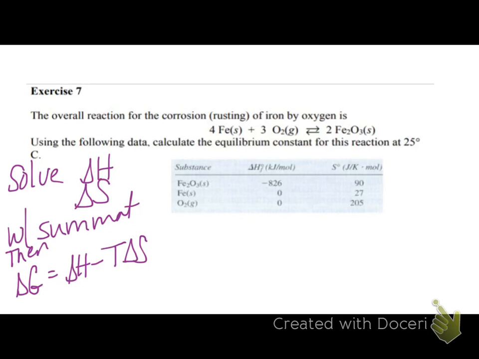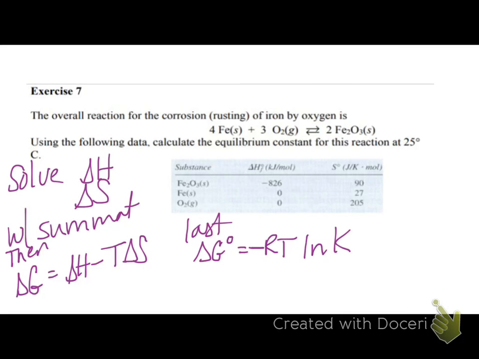Then the last step would be the delta G equals negative RT ln K equation. So it's going to be a process. So I'm going to put a new screen up, because there's no way I can fit that on there. So we'll work that real quick.